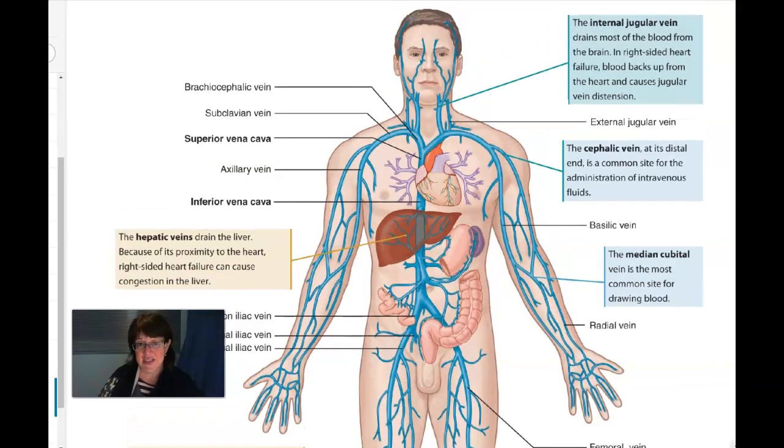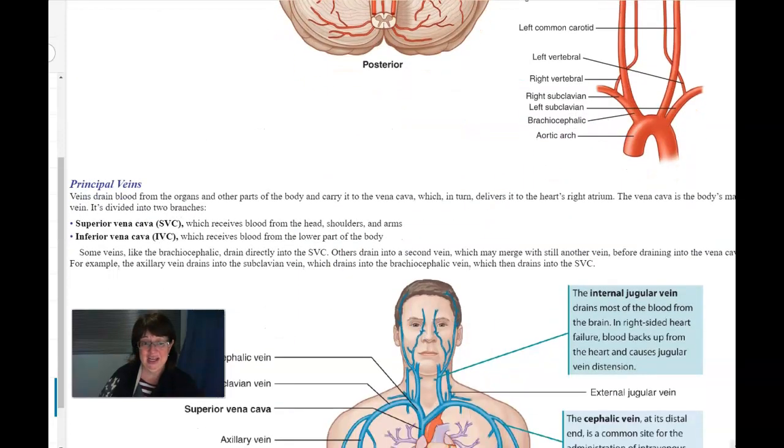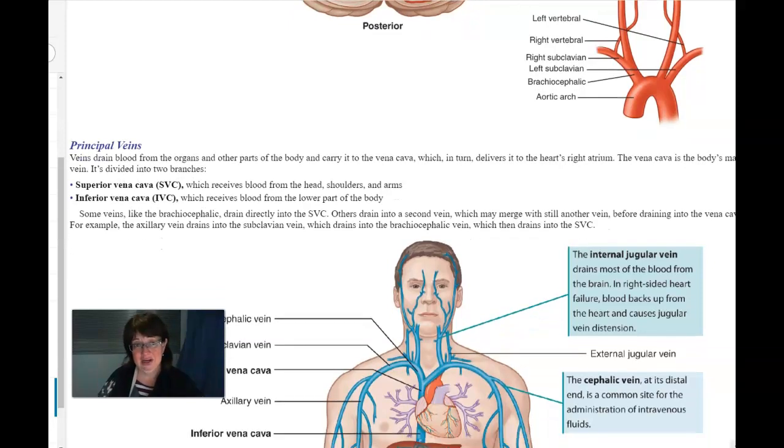Now, let's go to the veins. The veins can be confusing in the fact that they seem like they have the same name as the arteries, and some of them do, and some of them don't. Most, again, are named after the location.